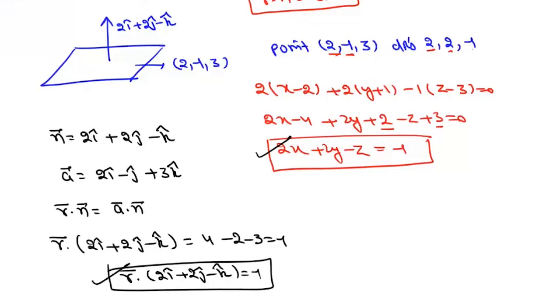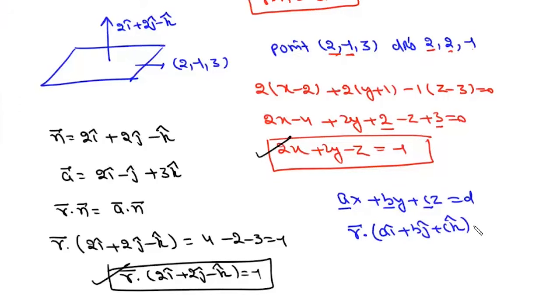And it is very easy to change equation from one form to another. Now suppose we have any equation which is ax plus by plus cz equals d. Now this is your normal a, b, c, and x, y, z it is r. So basically we'll write this as r dot ai plus bj plus ck equals d. So for this plane we can directly write it as r dot, and it will be 2i plus 2j minus k, and it is equal to minus 1, which is same.